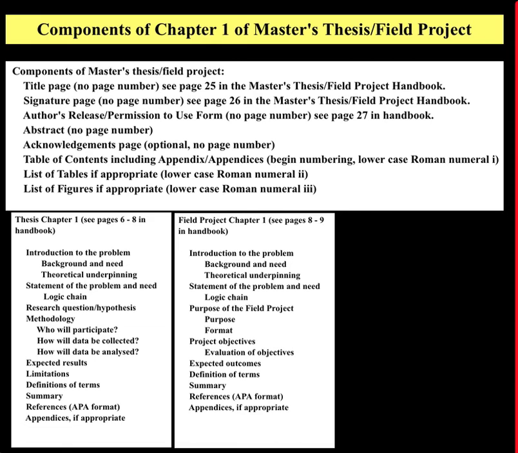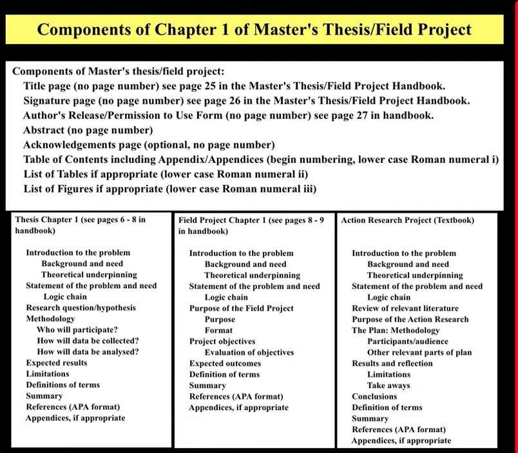If you are going to do an action research project, then your textbook, chapters 1, 2, and 3 will outline exactly what you should include. And you will have an introduction to your problem, and like in the thesis and the field project, you'll have background and need, your theoretical underpinning, statement of the problem and need, your logic chain, your review of relevant literature, the purpose of the action research, and then a plan, which will have your methodology, your participants and your audience, and other relevant parts of the plan.